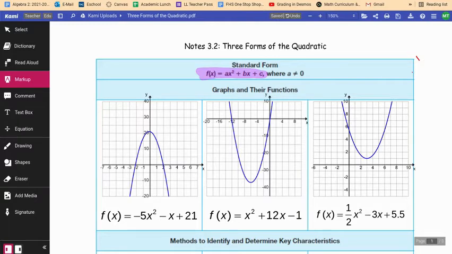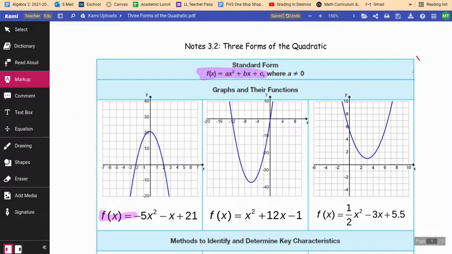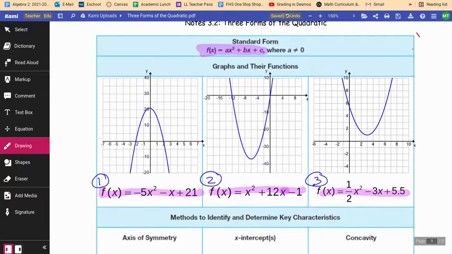So what does that mean? All these three examples right here are written in standard form. Okay, and what I'm going to do is label these. We're going to say this is the first equation, second, and third, just so we know what we're looking for. So anytime an equation is written in this form, there's something that we can pull from that equation really quick. Okay, and so that's what I'm going to highlight.